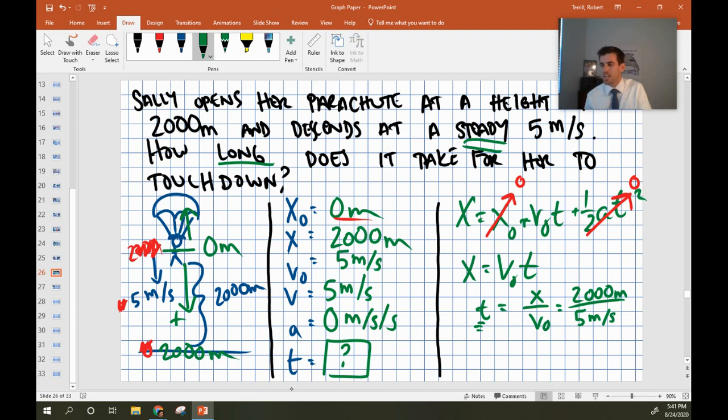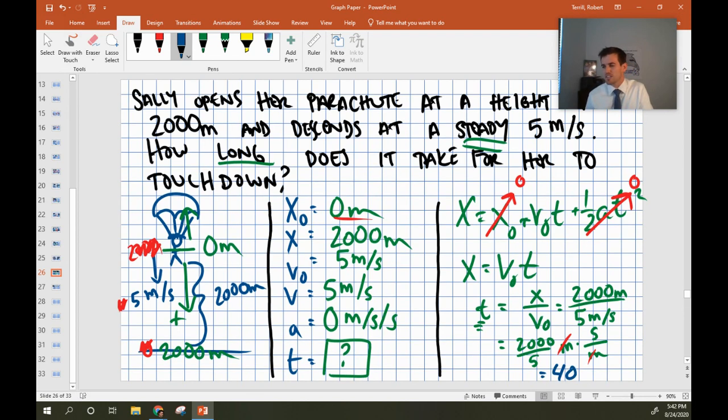That would be the same thing if we're looking at units as 2,000 over 5 times meters times seconds over meters. Wait, did I do that wrong? No, I did that right. Because it's the reciprocal of whatever's in the bottom. So that means my meters cancel, and I'm going to end up in units of seconds, which is a good sign, because that's what we wanted. So 2,000 divided by 5, I'm going to say that that's 400. Yeah, that sounds right. So 400 seconds.